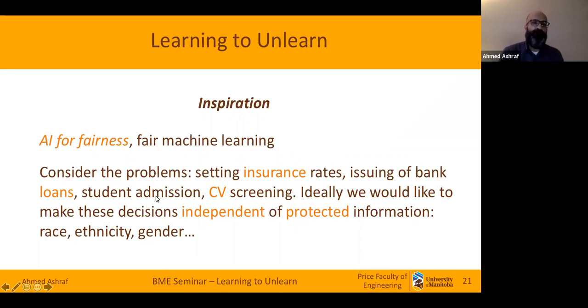For instance, if somebody is screening CVs or offering bank loans, or maybe offering insurance rates, or of course considering students for admission, in the ideal scenario we would like to make sure that these decisions are not dependent on this so-called protected or sensitive information. For example, you should not be making this decision on the basis of somebody's race, sex, or gender, and so on and so forth.